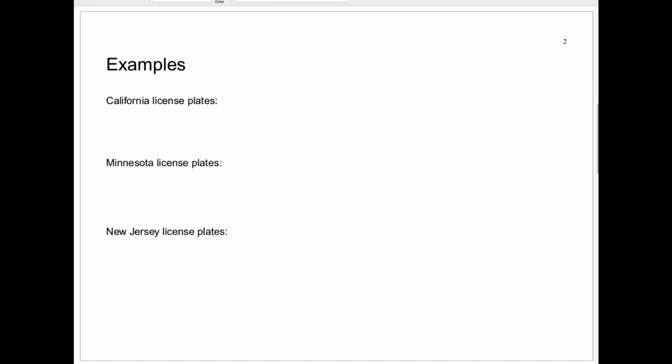Let's look at California license plates. All of you have seen these driving around. What does a California license plate look like? I'll give you an example, something like 1 ABC 1, 2, 3. At least this is what I'll call a standard California license plate.